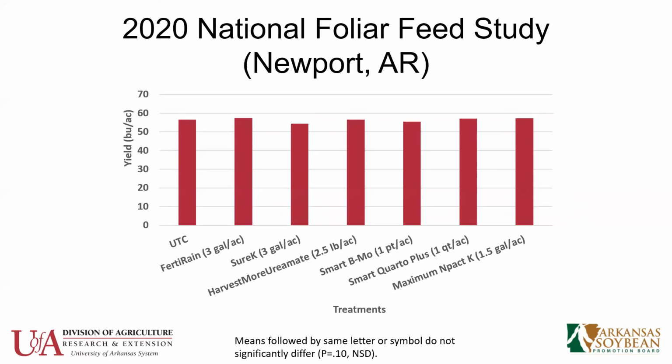Similar to the 2019 results at Newport, the 2020 test showed no significant difference in yield when the products were compared to the untreated check and between individual products. Their average soybean yield for the treatments ranged from 54.5 to 57.5 bushels per acre.